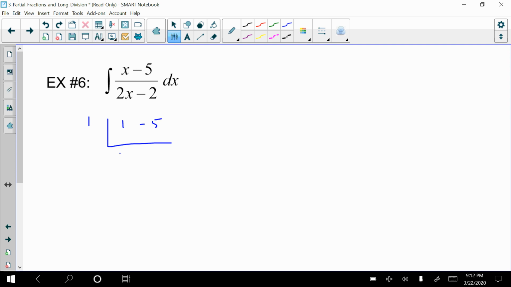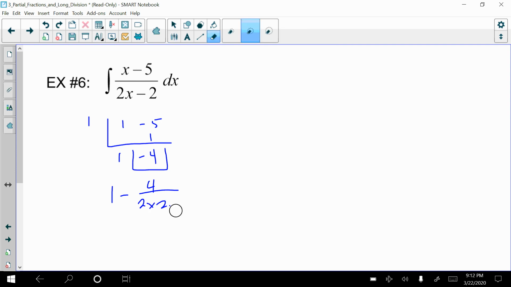So multiplying through, bring down the 1, multiplying, I get a 1 here, negative 4. A first degree divided by a first degree is just going to give you a constant, a number that's left over. So this is just going to be 1 minus 4 over 2x minus 2 in this case, over the divisor, whatever the divisor happens to be. And this becomes the new expression that we're going to take the integration of.